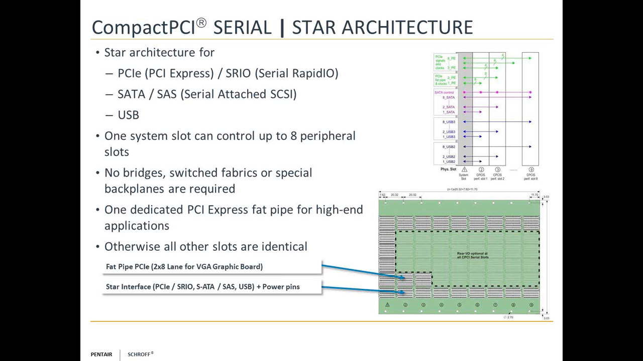Going a little bit deeper into Compact PCI serial, it is available in both star and mesh architecture. The star architecture is for the PCI Express, Serial RapidIO, SATA, and the USB. One slot can control up to 8 peripheral slots, and no bridges are required. So no switches, switch fabrics, or special backplanes are required. It has one dedicated PCI Express fat pipe for high-end applications. Otherwise, all the other slots are identical.